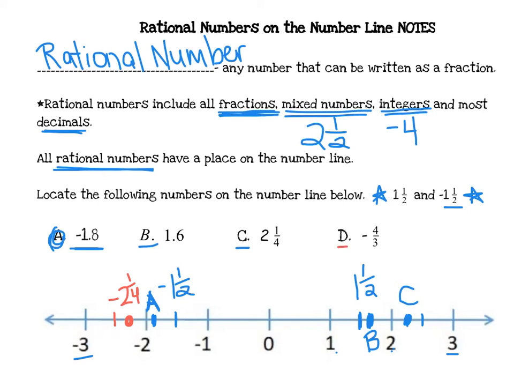Okay, and then our last one here, letter D, is at -4/3. So this is an improper fraction. We want to first change that to a mixed number. So that would be -1 and 1/3. Okay, that number, again, I'm going to think of it as if it were positive first because that helps me place it on the number line. So +1 and 1/3 is going to fall between 1 and 2, a little bit closer to 1. So -1 and 1/3 is going to fall between -1 and -2, but a little bit closer to -1. So point D is going to be over here.